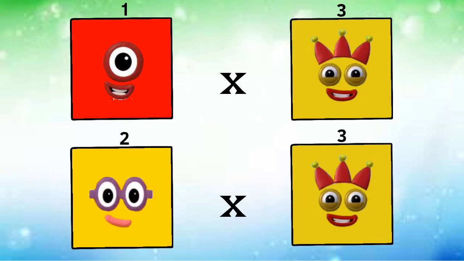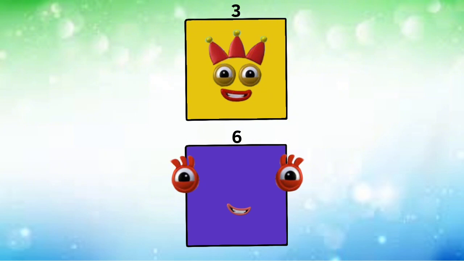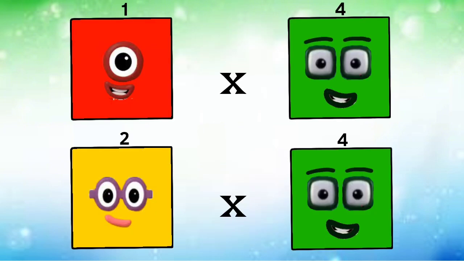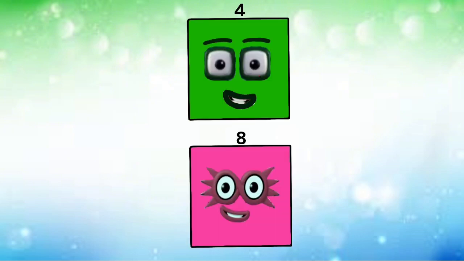Number blocks 1 and 2 times 3 equal 3 and 6. Number blocks 1 and 2 times 4 equal 4 and 8.